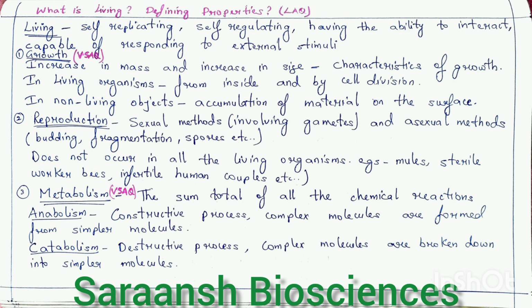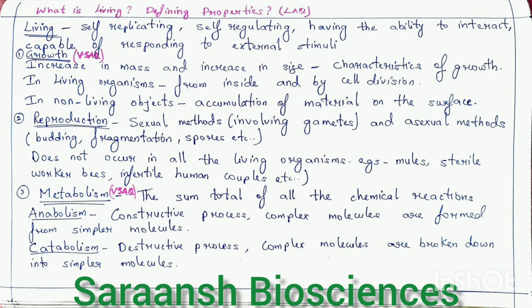Next, reproduction. Reproduction can occur either through sexual method involving gametes or asexual methods involving budding, fragmentation, asexual spores, etc. Now, reproduction occurs only in living organisms. It does not occur in non-living things. But reproduction does not occur in all the living organisms. Examples are mules, sterile worker bees, infertile human couples. So as reproduction does not occur in all the living organisms, it is also not considered as a defining property.